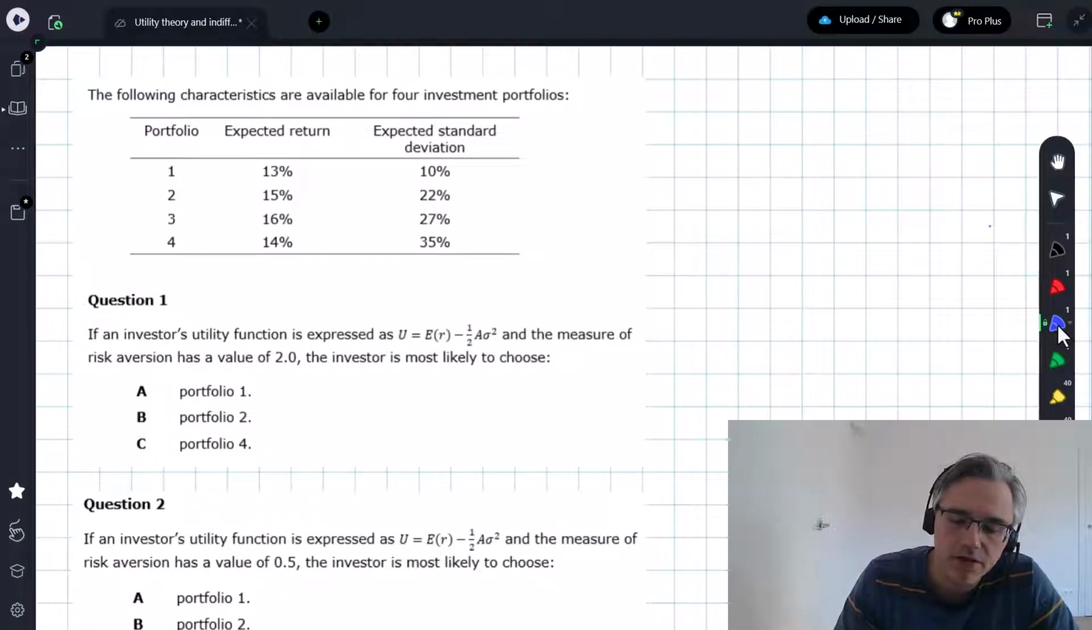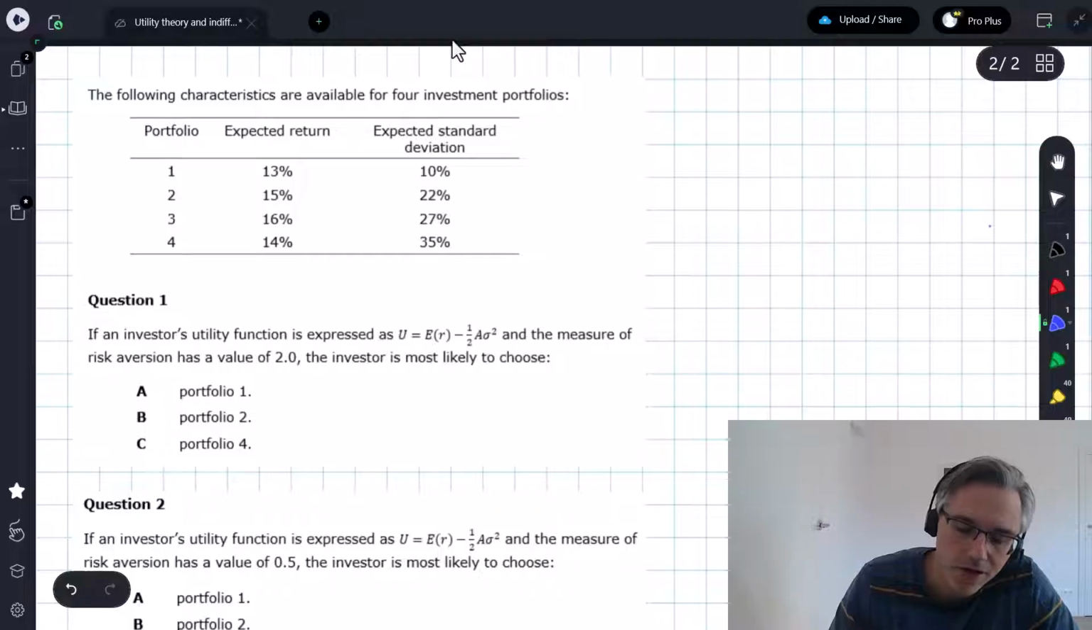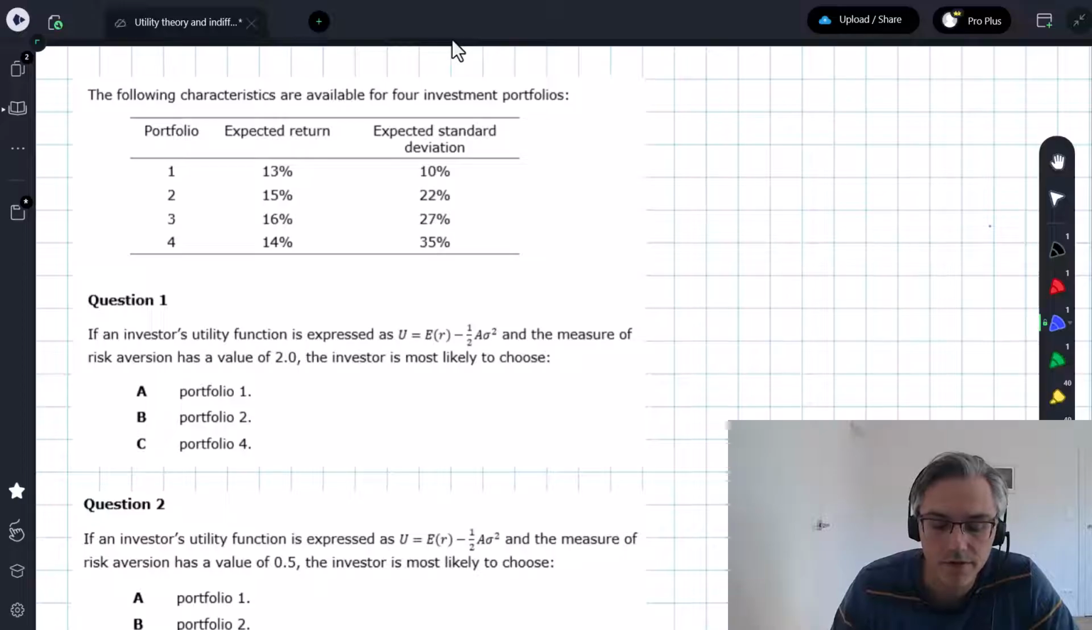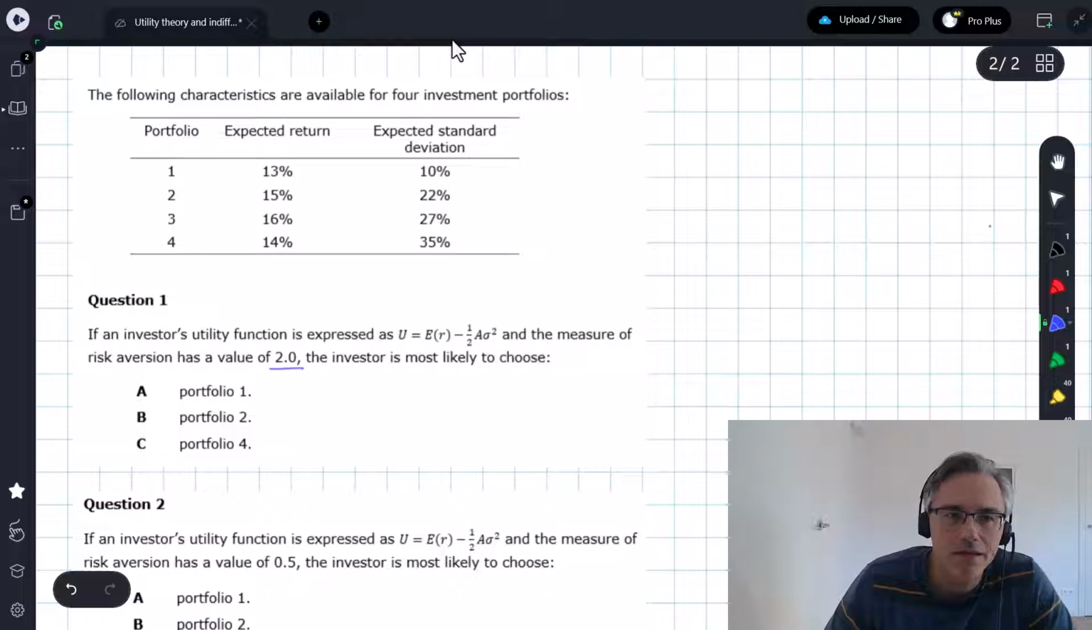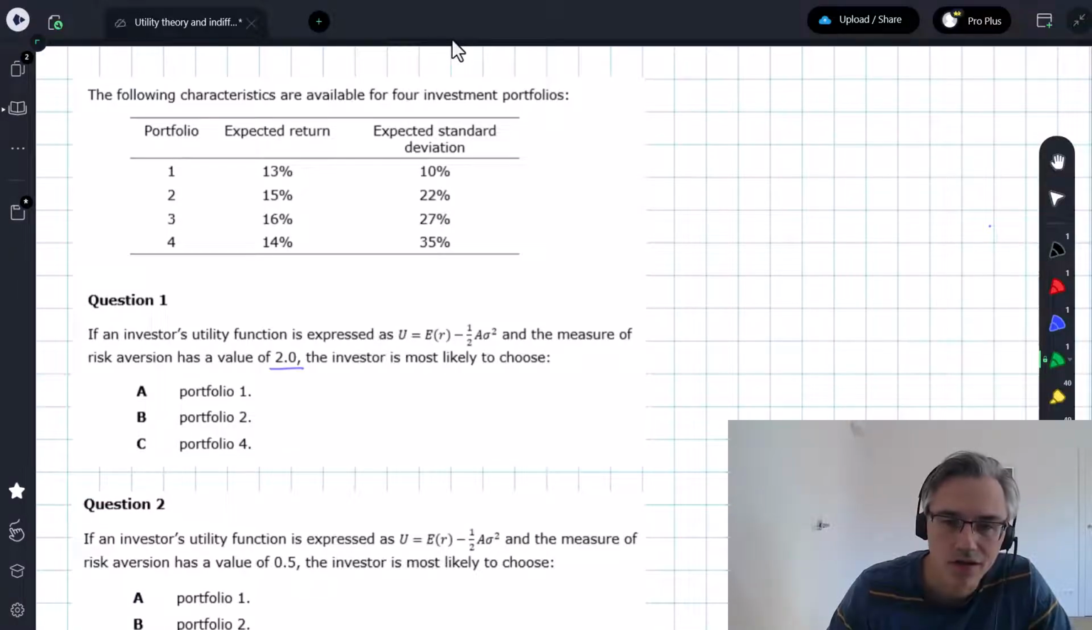The following characteristics are available for 4 investment portfolios, and for each one you've got their expected return and expected standard deviation measured in percent. And question 1: if an investor's utility function is expressed as you can see, same expression as we had before, and the measure of risk aversion, the A parameter, is 2, the investor is most likely to choose which one? So this becomes a simple plug the numbers in and see what comes out, and choose the outcome with the highest result, the highest utility.